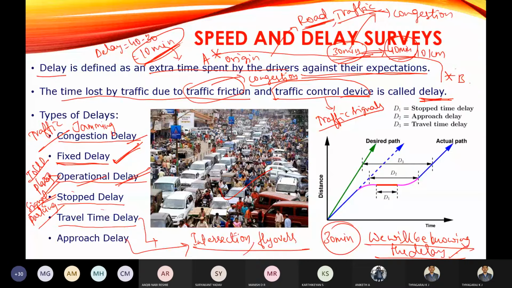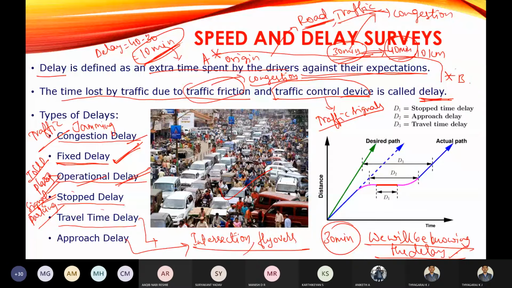They will ask for 2 marks or 3 marks: define delay, and what are the various types of delay. So delay means an extra time spent by the driver or passenger on the road against their expectation, that we are going to call a delay. Types of delay: congestion delay, fixed delay, operational delay, stop delay, travel time delay, and approach delay. So these are the various types of delays we are going to expect in our journey time.